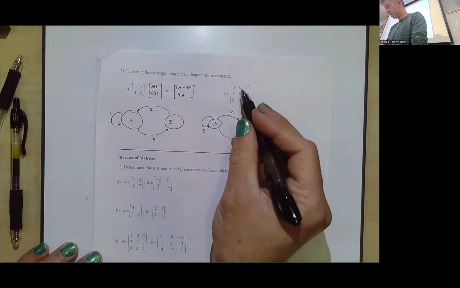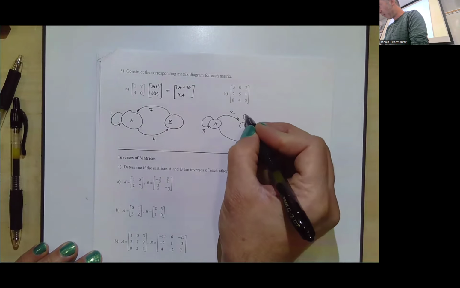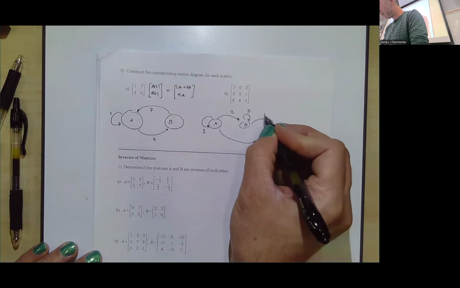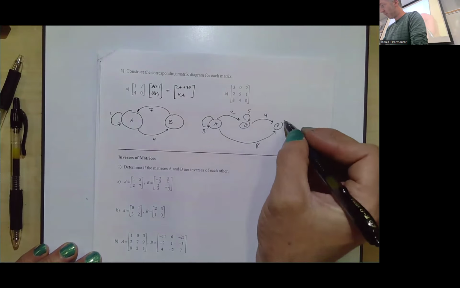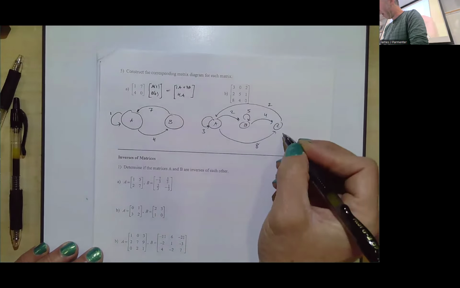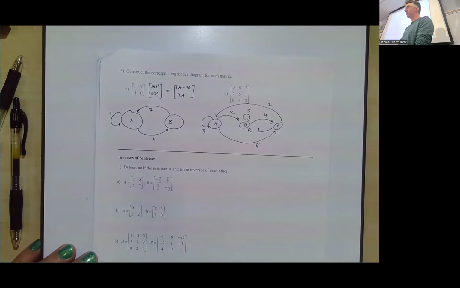Coming out of B is a 0, a 5, and a 4. 0B going to A, 5B going to itself, 4B going over to C. And then coming out of C is a 2, a 1, and a 0. Oof, not left myself a whole lot of room here. A 2 going over to A, a 1 going over to B, and nothing going back into itself.